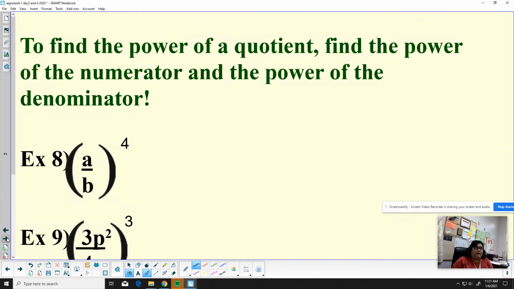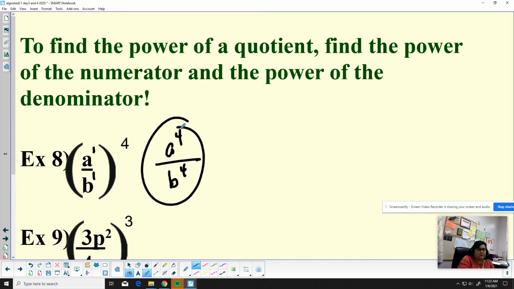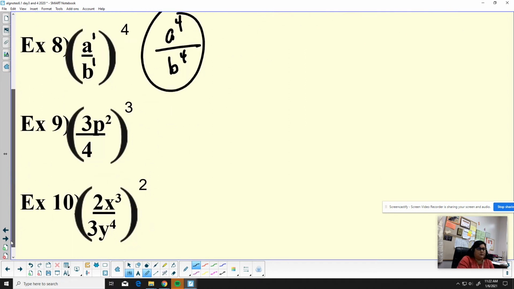All right, number 8, finding the power of a quotient. You find the power of the numerator and the power of the denominator. So these each have an exponent of 1. So 4 times 1 is a to the fourth, and 1 times 4 is b to the fourth. So that is my answer.